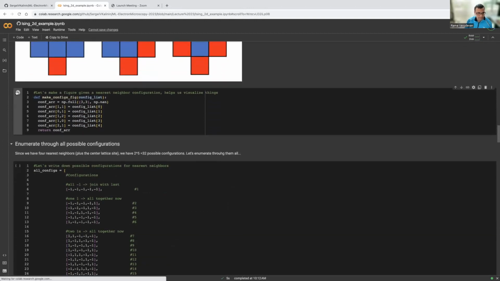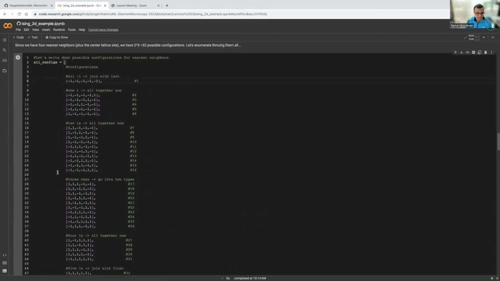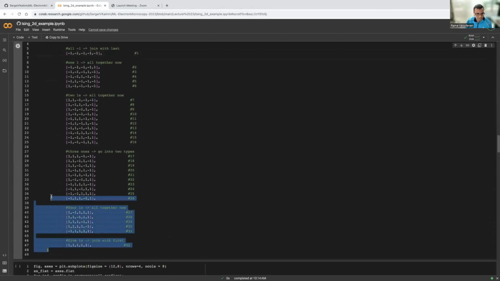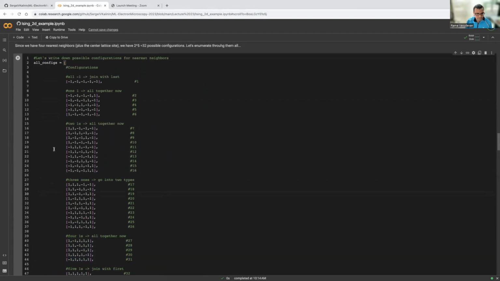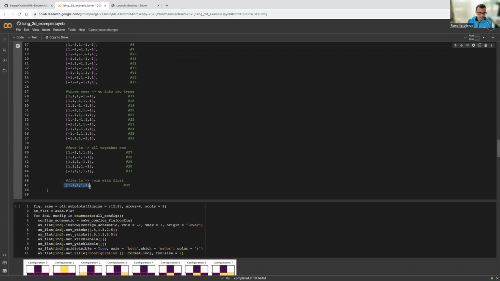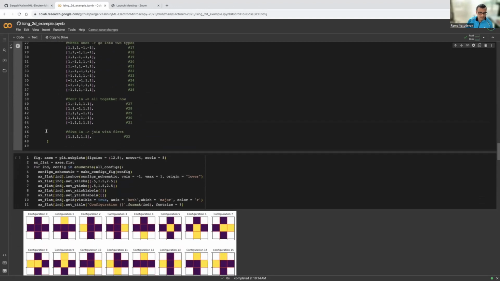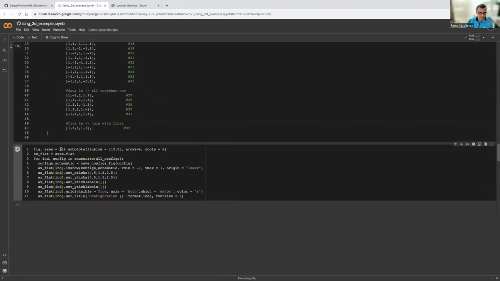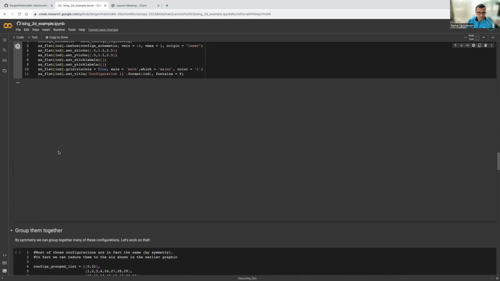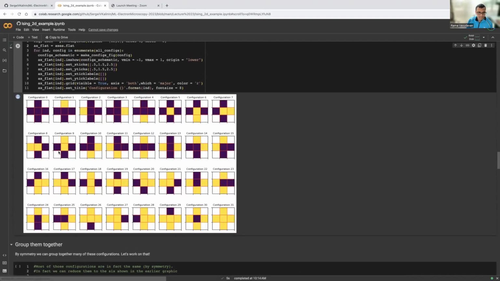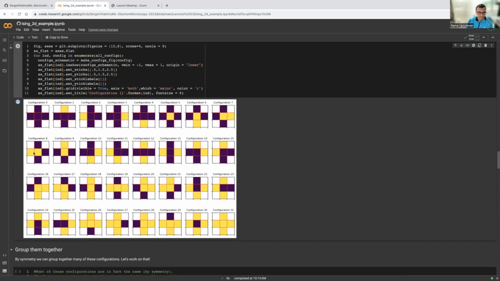The way that we run that is I'm just going to enumerate through all the possible configurations. This took me maybe 20 minutes on Saturday to write down all the possible configurations for the nearest neighbors. I've done it so that you don't have to. Basically, the first case is where all of the spins are -1, and the last case is all the spins are 1, and then you have all the cases in between. I'm just going to run this and see what it looks like. This will plot every one of those configurations. Okay, so you can see all of these 32 configurations and exactly what they look like.